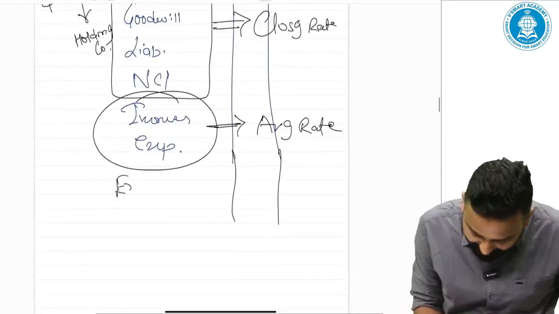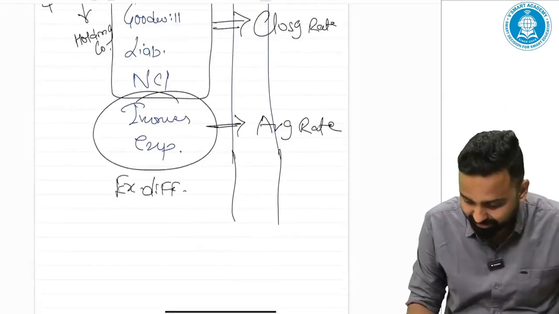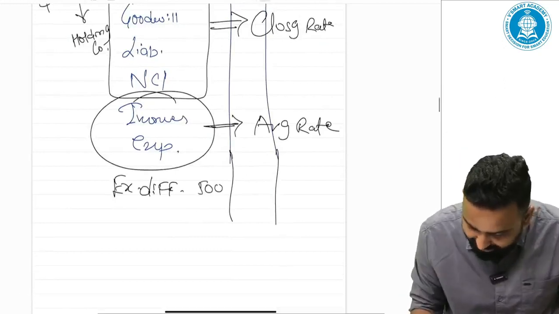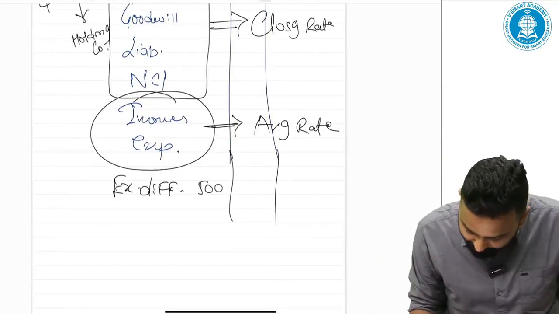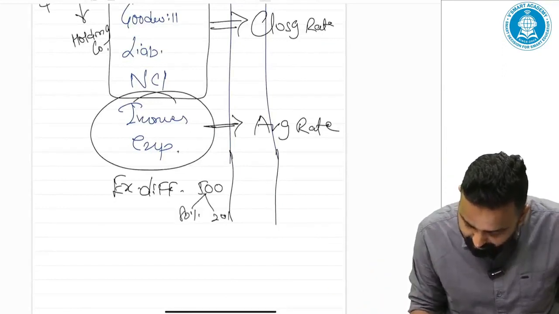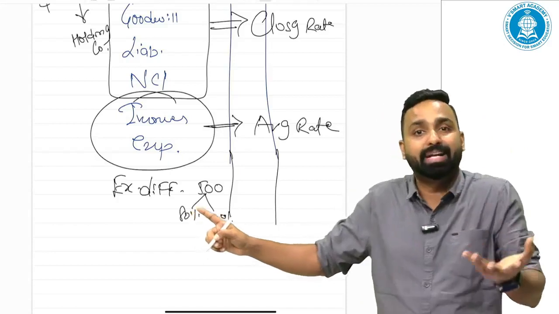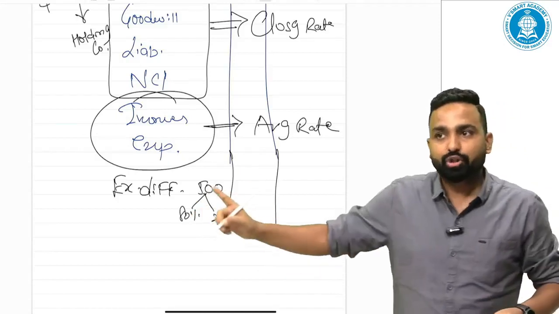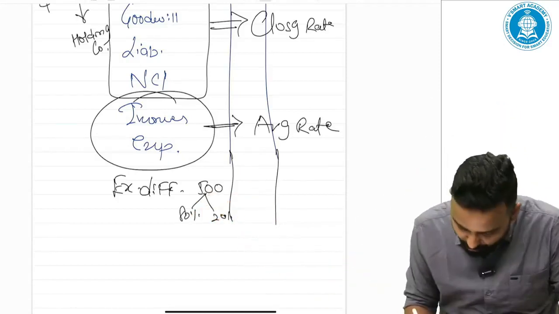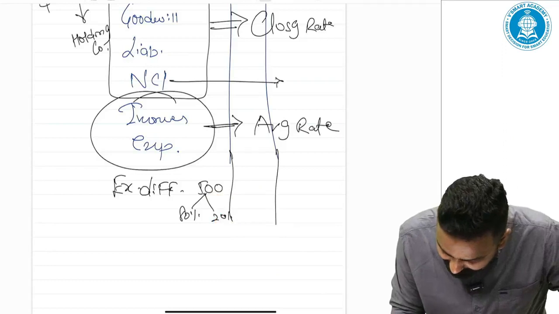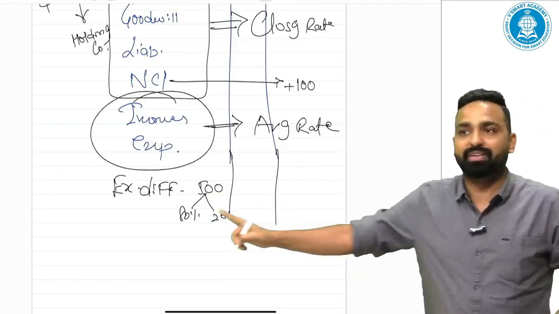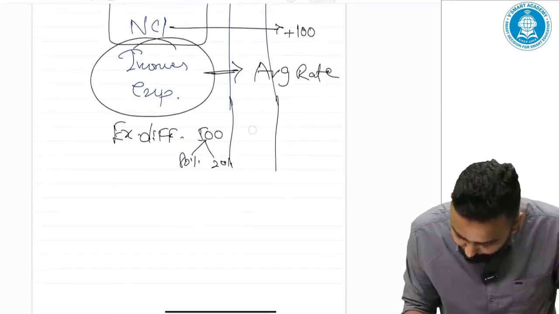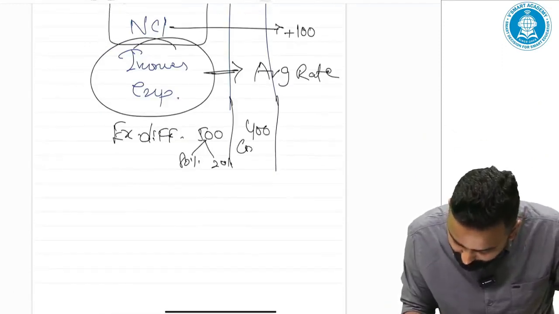So whatever the exchange difference came, suppose 500, divide that exchange difference of 500 into two parts, 80% and 20%. What is 80%? 80% is the share of holding company in foreign subsidiary. That means 80% is the investment part and 20% belongs to NCI. So 500 into 20%, that is 100 rupees. So what I will do? Under NCI, I will add the 100 rupees of exchange difference. And the rest, 400 rupees belongs to consolidated profit and loss. So 400 belongs to consolidated profit and loss.